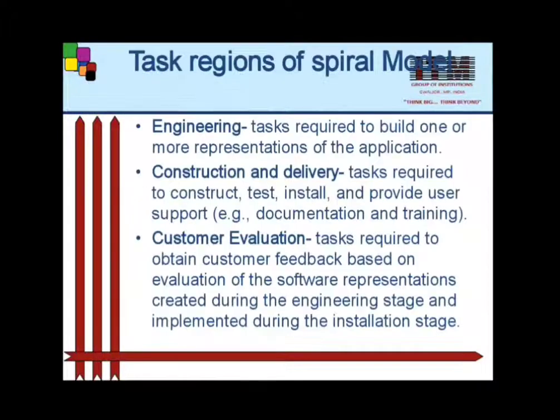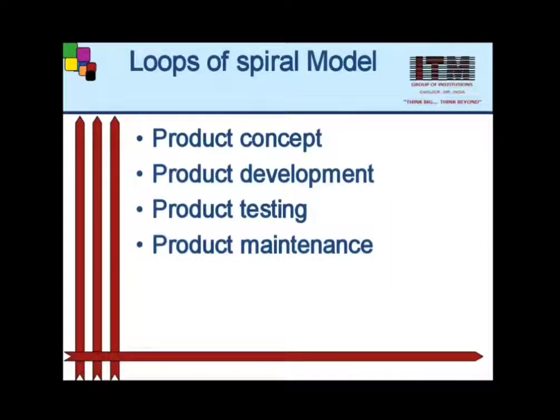Now, moving back, the first one is the product concept phase. The product concept phase does the feasibility study and produces the product specification. Next is product development. This phase develops the software according to the specification, and product testing includes the testing of the product. Finally, in product maintenance, changes can be made in a controlled manner.